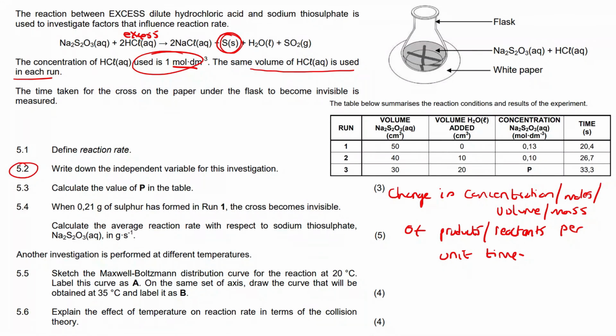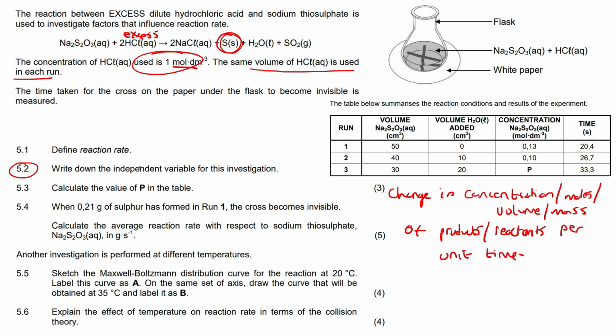So what is the person changing? Well, it looks like, if you look here, they're changing the volume of Na2S2O3. But then what I also notice is that they're changing the amount of water. So the total volume for those two is always 50. So you know what they're actually doing? They're actually trying to change this thing's concentration, because as they start lowering the amount of that, but then they add 10 cubic centimeters of water, they're making it more dilute.